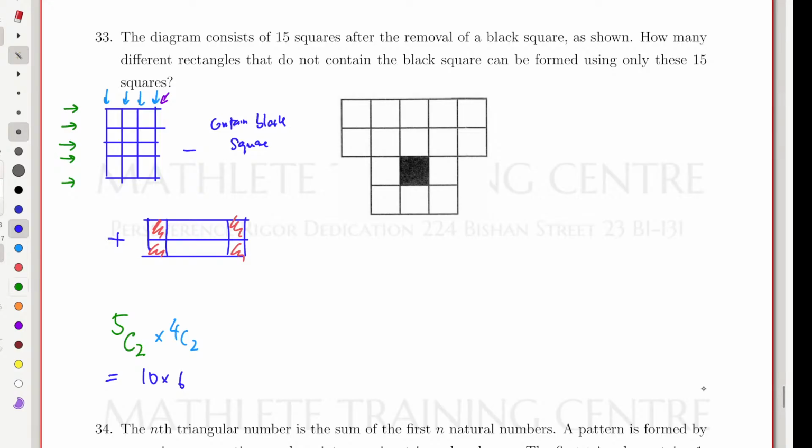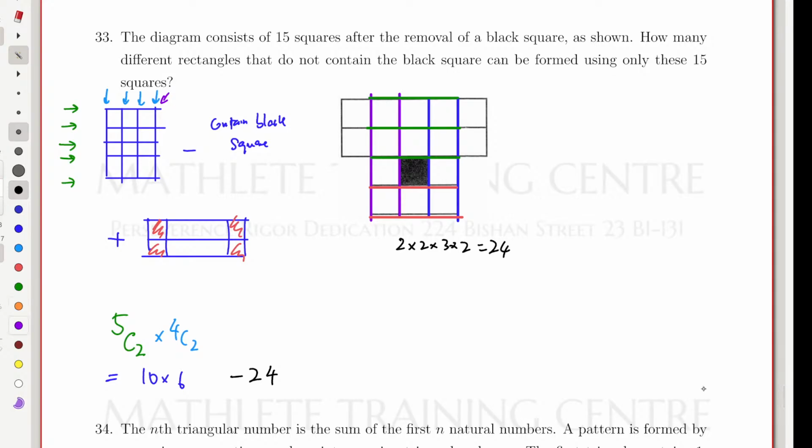How many of those contain the black square? If you contain the black square, your left side must be one of these 2 lines. The right side must be one of these 2. The side on top must be one of these 3. And then the side at the bottom must be one of these 2. So the number of ways to contain the black square is 2 times 2 times 3 times 2. This equals 24. So I need to subtract off 24.